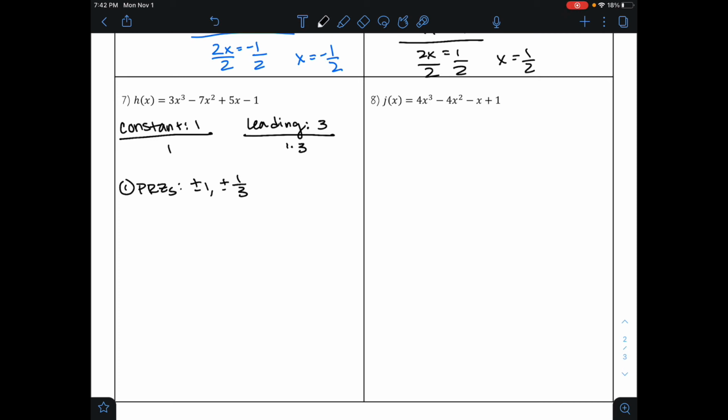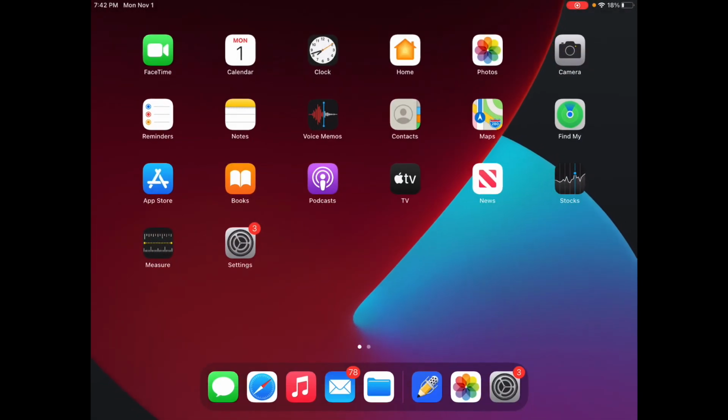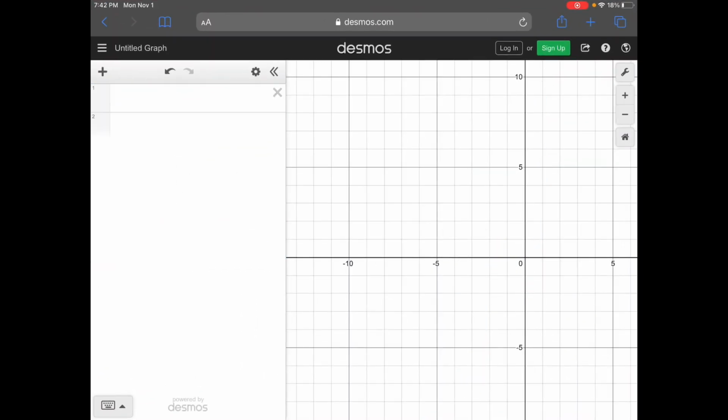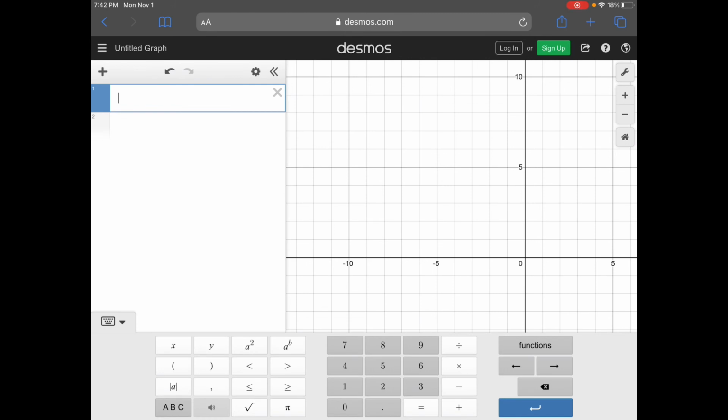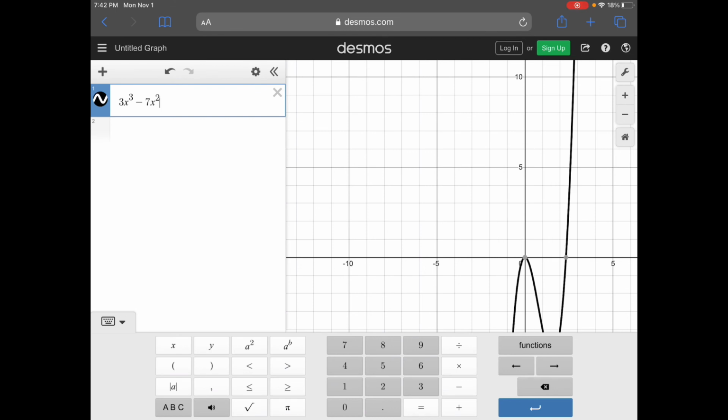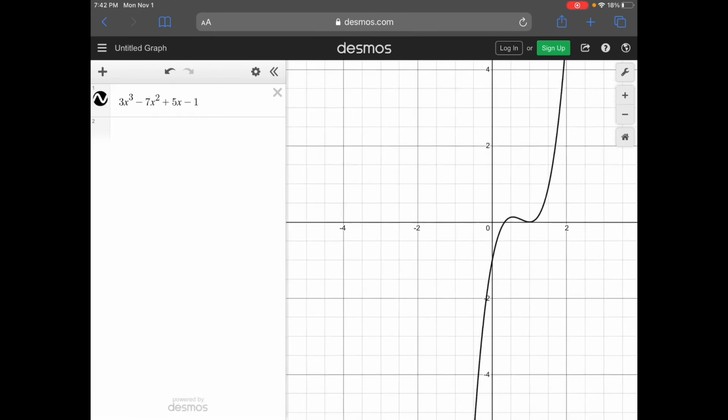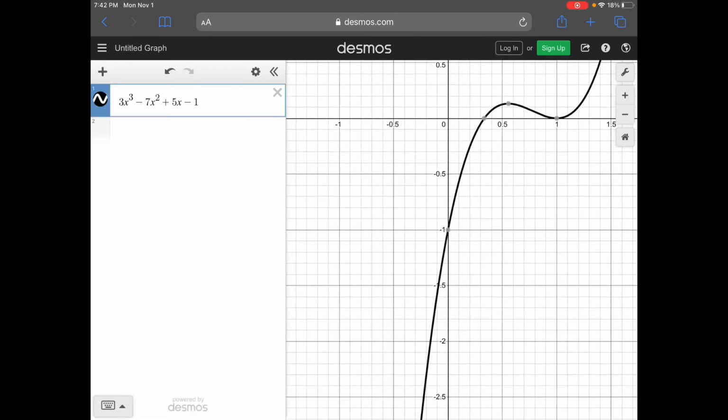Let's plug this into our graphing calculator and see what we get. Again, I know I'm going to have 3 answers because my highest exponent was 3. And so I have 3x cubed minus 7x squared plus 5x minus 1. And from here, I can see that I have a 0 of 1, and then I also have this decimal, and we don't want decimals. We either want integers or fractions. So let's go to our table and see what our table can tell us.